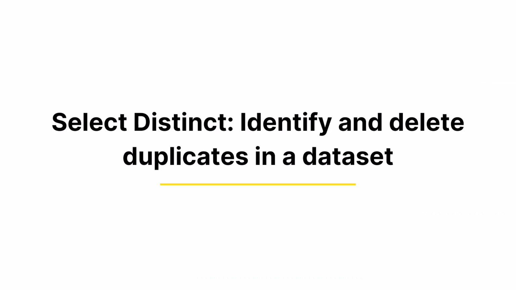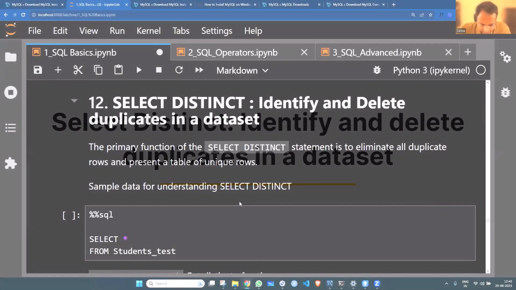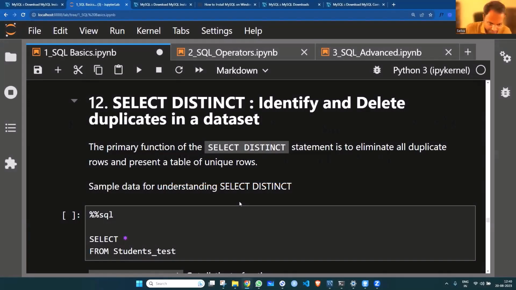Select distinct. How does select distinct work? Now, if you look at this, you see the specific questions. No, we cannot use hash for SQL comments. Hash comments are for Python and R programming languages. All right. Now, select distinct.